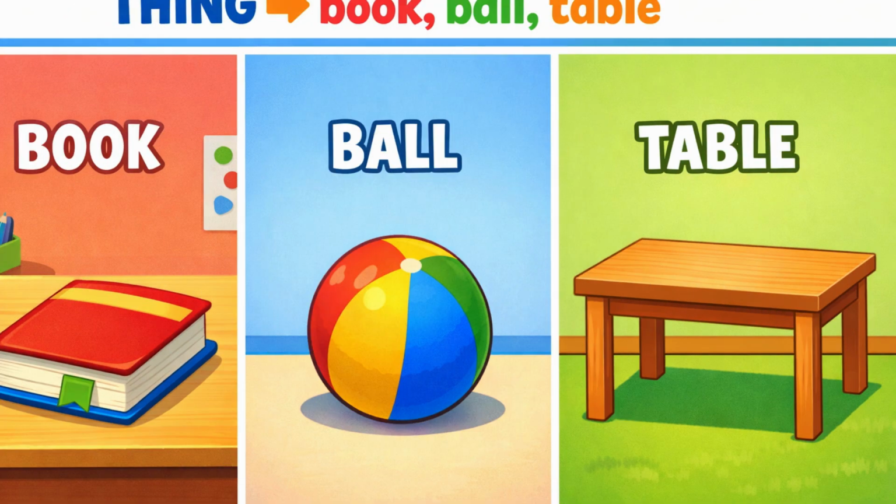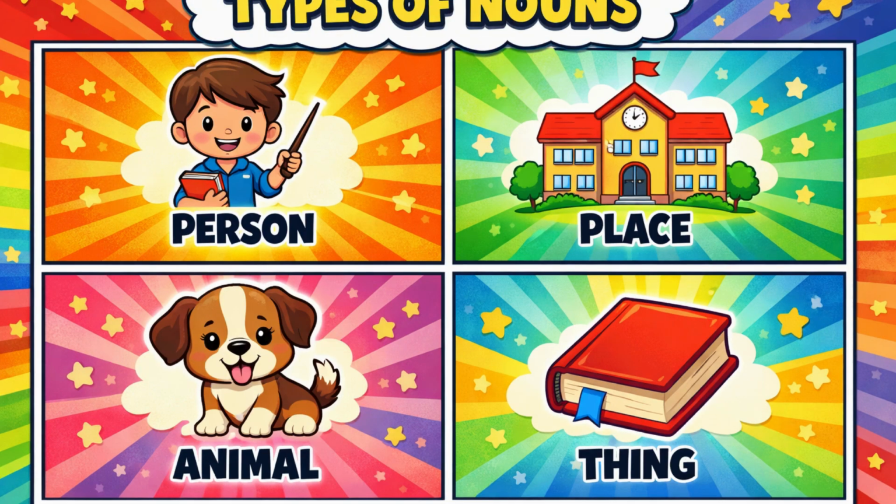Finally, thing. Things are objects we can see or touch. Examples: book, ball, table. Look around you. Can you see a book or a toy? Those are nouns too. Let's revise.